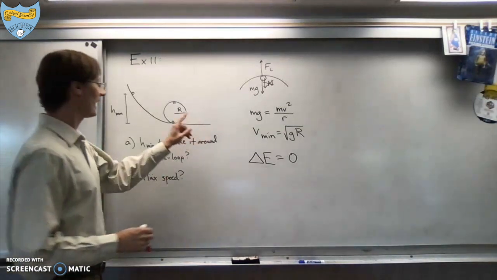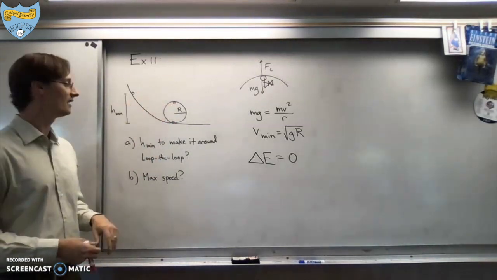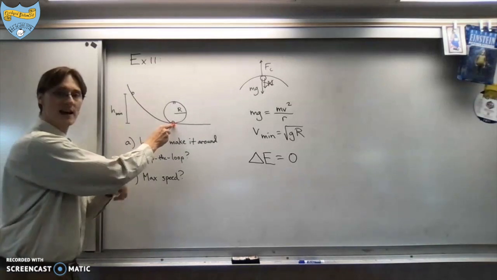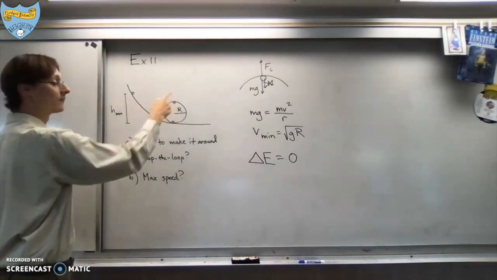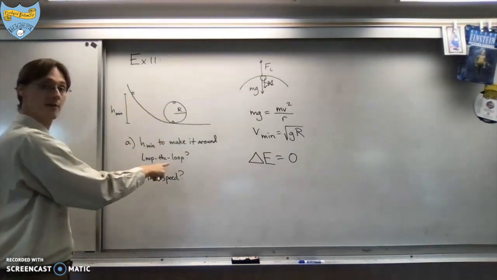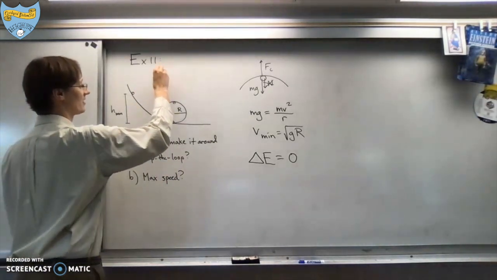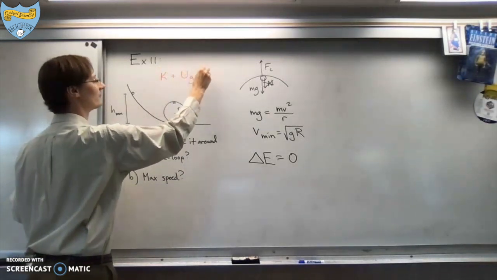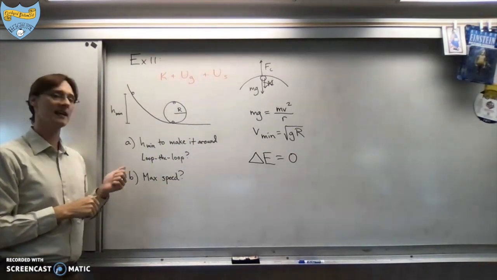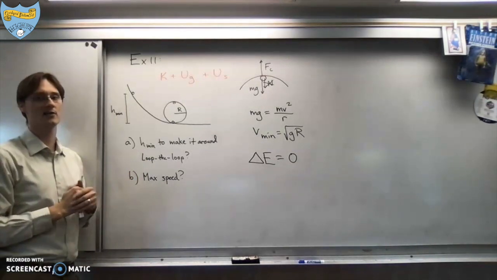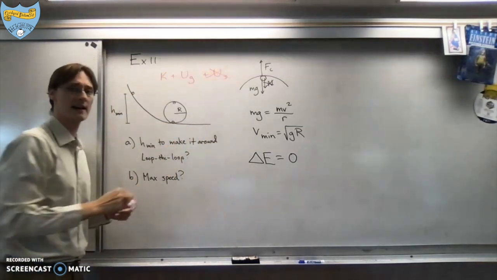Second, we have to decide what kinds of energy are going to be present at each of the various positions. Now, to do part A, you don't need to care about this spot down here. We only care about the initial position and the final position, the top of the loop-the-loop. But I'll go ahead and figure out the types of energy present at all of those locations. Now, remember, there's only ever 3 kinds of energy that you're going to see in mechanics problems. You're going to have kinetic energy, gravitational potential energy, and elastic potential energy.